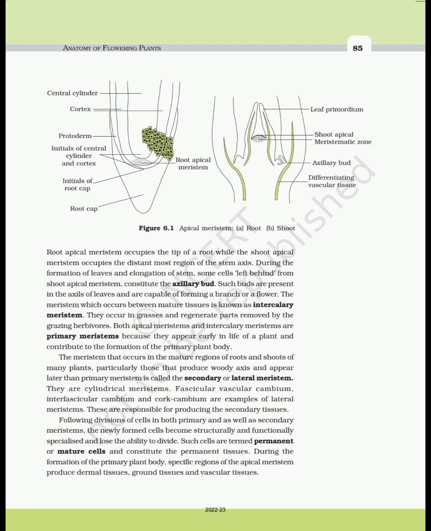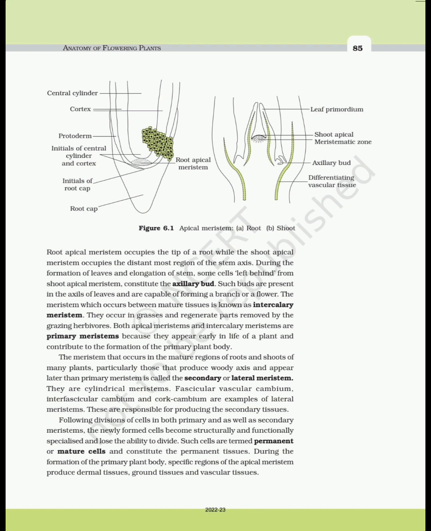of the stem axis. During the formation of leaves and elongation of stem, some cells, left behind from shoot apical meristem, constitute the axillary bud. Such buds are present in the axils of leaves and are capable of forming a branch or a flower. The meristem which occurs between mature tissues is known as intercalary meristem. They occur in grasses and regenerate parts removed by the grazing herbivores.